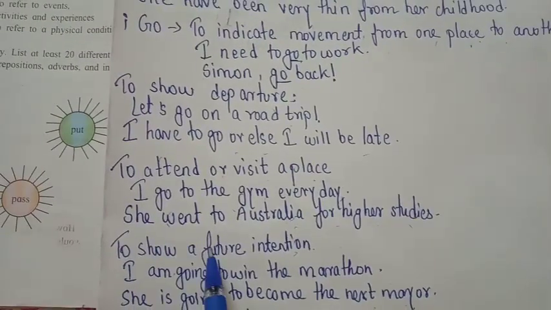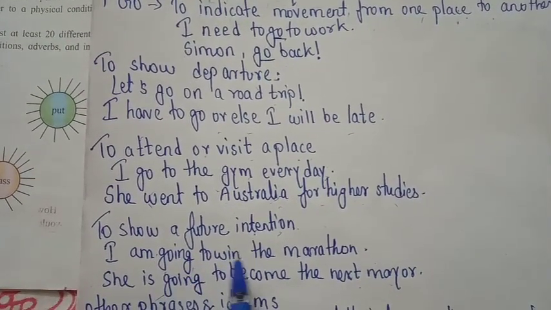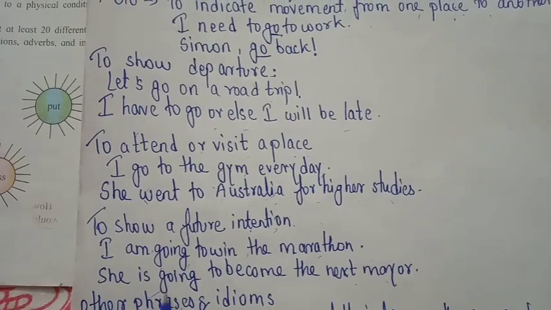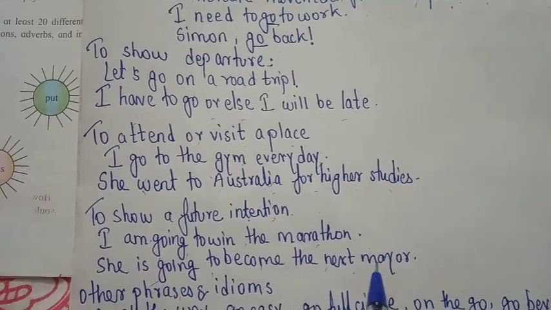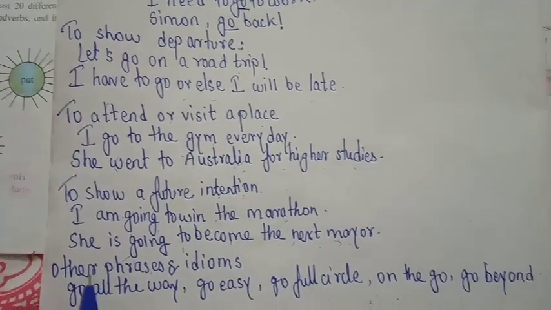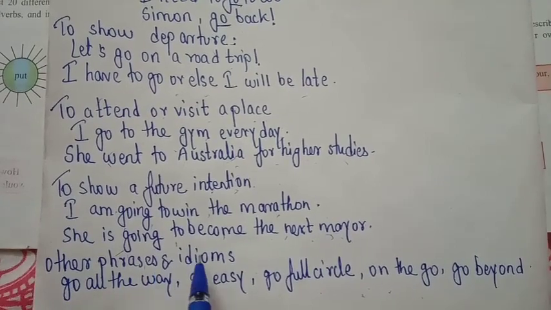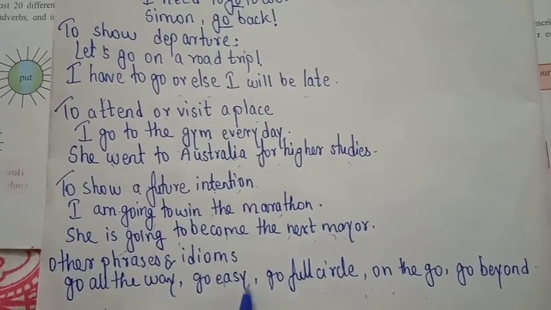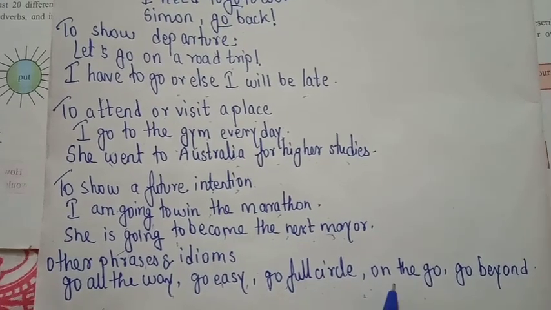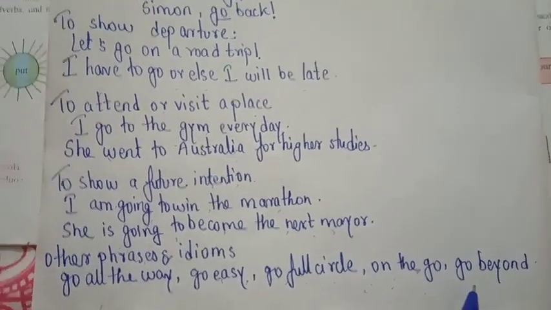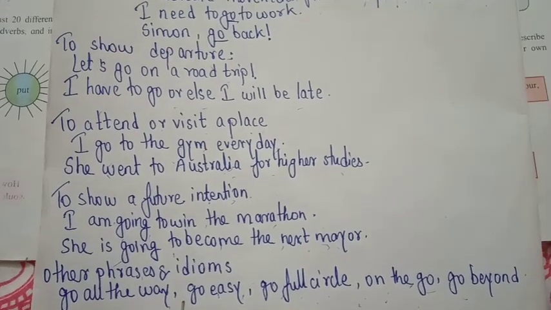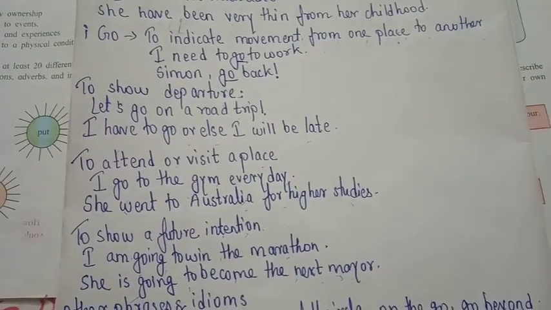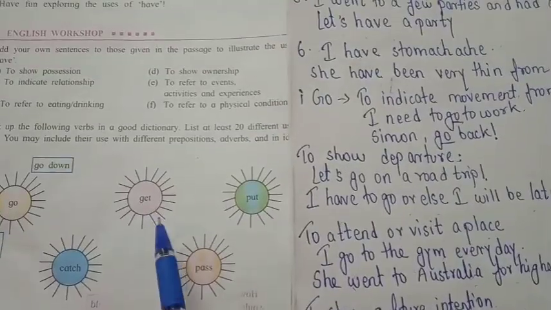To show a future intention. I am going to win the marathon. She is going to become the next mayor. Okay, and here I am using other phrases and idioms. Go all the way, go easy, go full circle, on the go, go beyond. So these are the phrases or idioms. So we'll see the next one, that is get.